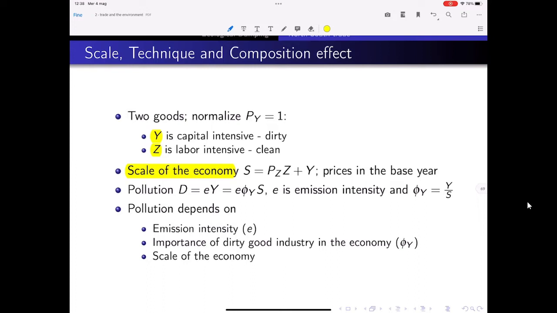This is the scale of the economy using prices in the base year, because you would like to eliminate the price effect over time. You would like just to consider the scale of the economy, if the economy gets larger in terms of units of output produced from the two sectors. I mean, you can't simply sum up the quantities because you can't sum apples and bananas or whatever.